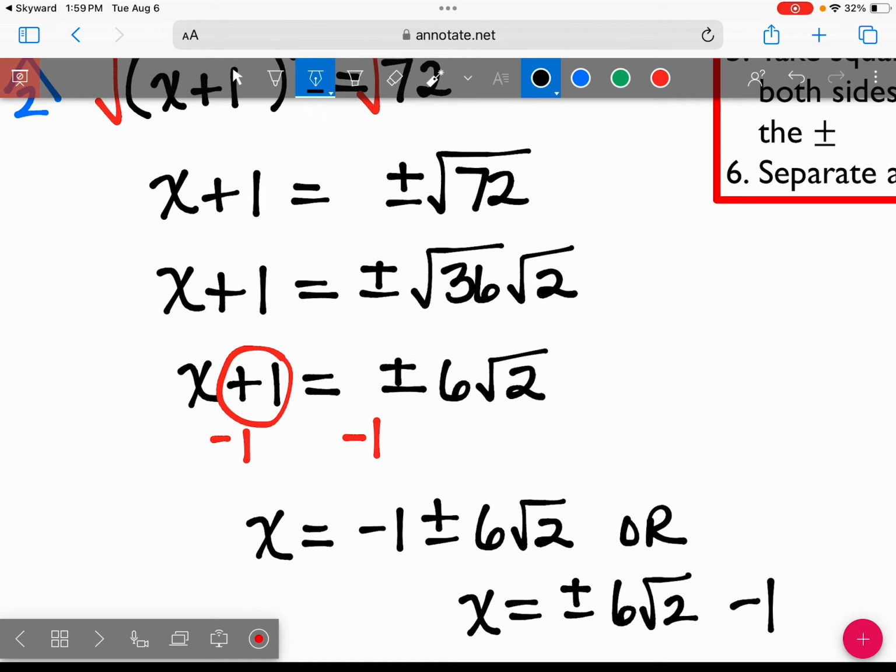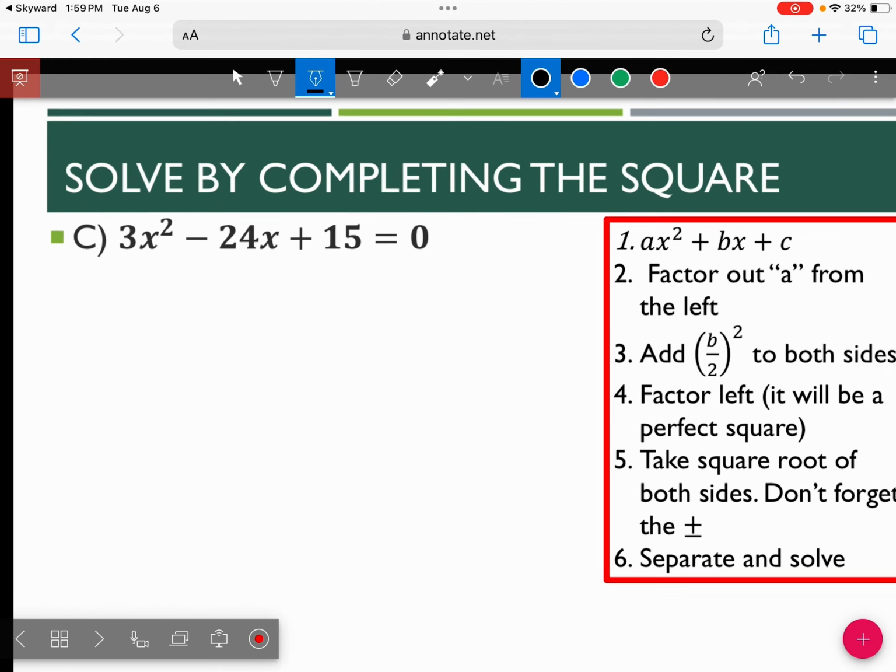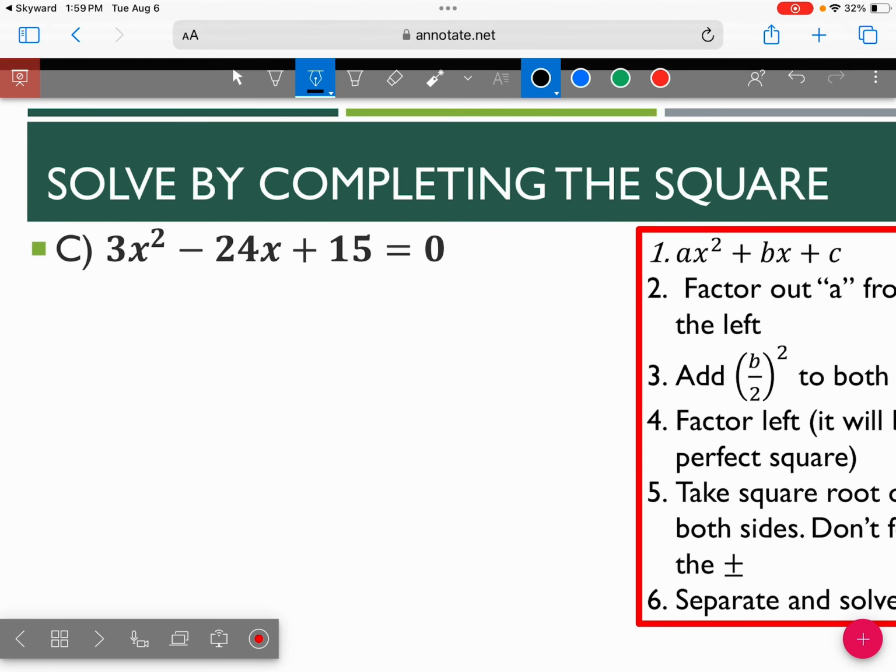So, all right, now let's do one that doesn't have an A value of 1. Let's go ahead and copy down C. And we're going to work through this one together.